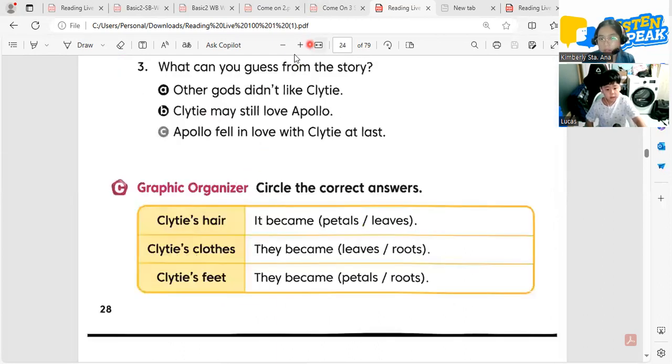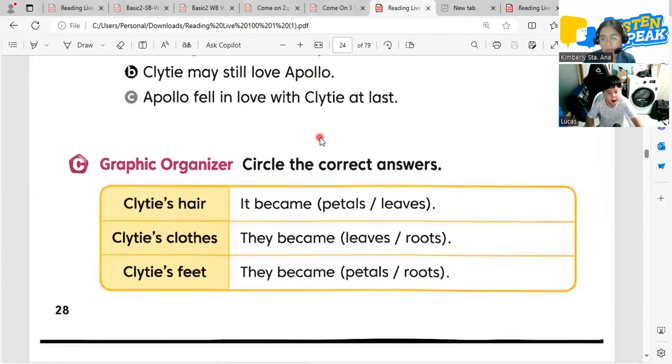Now let's try this one, okay? Can you help me? What happened to Clytie's hair? It became petals. One more time. Petals. It became petals.